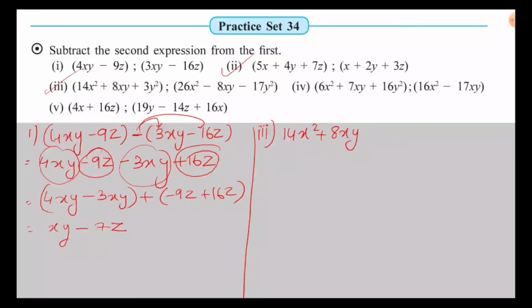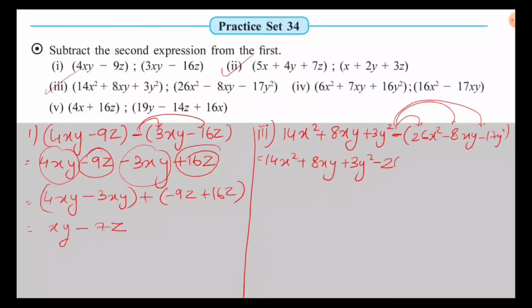14x square, 8xy plus 3y square. Okay, we will be subtracting it with 26x square minus 8xy minus 17y square. This minus will be getting multiplied with each term and then changing their signs. 14x square plus 8xy plus 3y square minus 26x square, plus minus will become minus, minus will become plus, again minus will become plus.